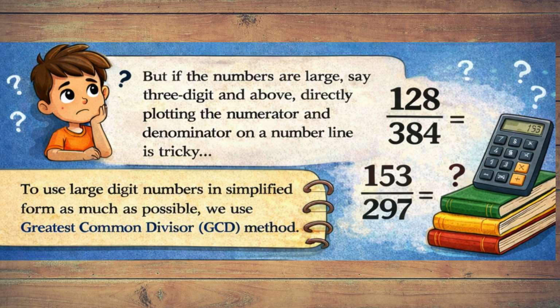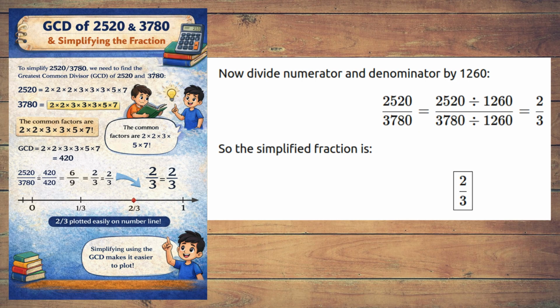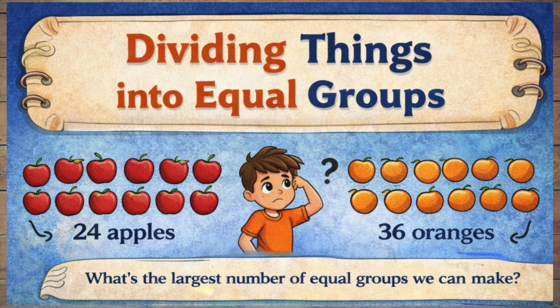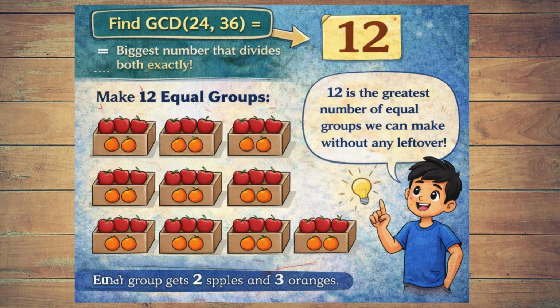So, what do we do? We simplify the numbers. And that is exactly why we use greatest common divisor, or simply GCD. GCD has a very simple purpose: to divide things equally without leaving any remainder, and also to make big fractions simple and easy. Let me explain this.